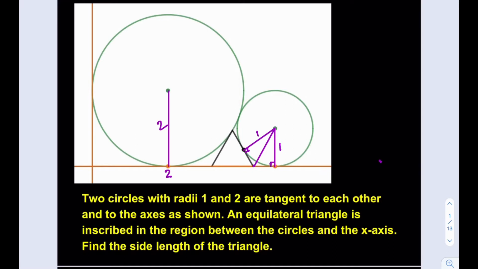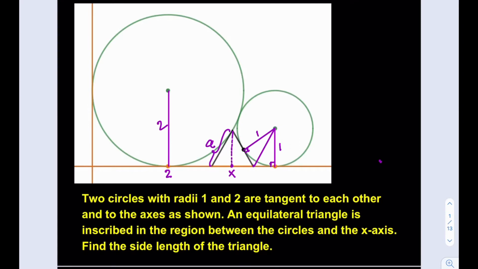So let me go ahead and drop another perpendicular here. And let's call the x-coordinate of this point x, which makes sense, right? And let's call the side length of the triangle A. So my goal is finding A in this case. All right, let's get started now with the solution.